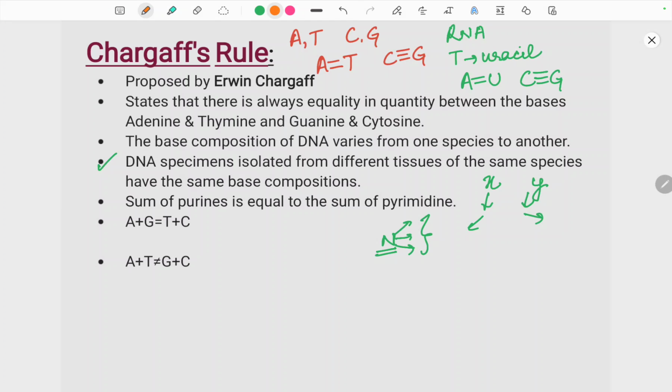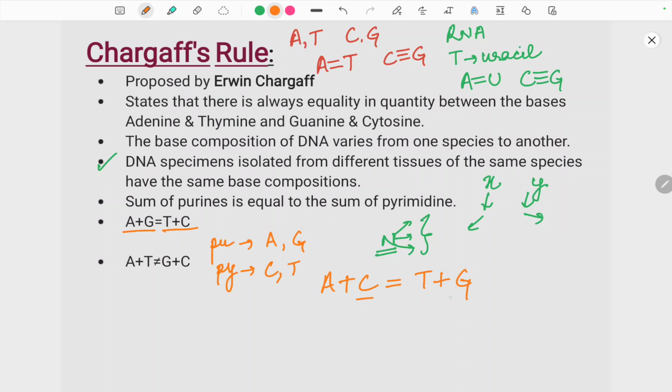Moving forward, the sum of purines is equal to the sum of pyrimidines. Purines, as we know, comprise adenine and guanine, whereas pyrimidines comprise cytosine and thymine. Therefore, the sum of purines, that is adenine plus guanine, is equal to the sum of pyrimidines, that is thymine plus cytosine. The equation becomes adenine plus guanine is equal to thymine plus cytosine. This equation can also be written as adenine plus cytosine becomes equal to thymine plus guanine.